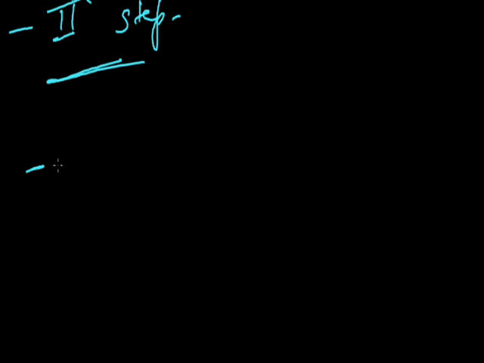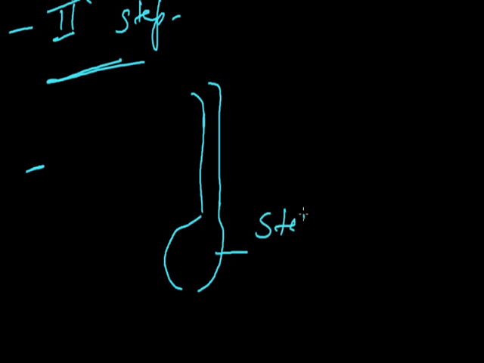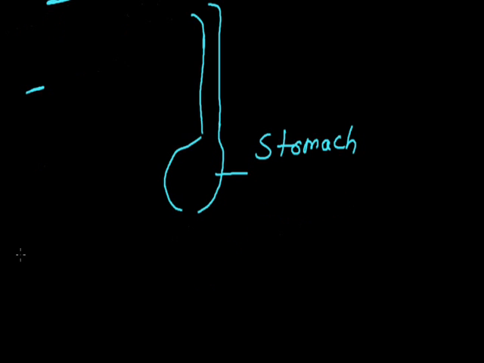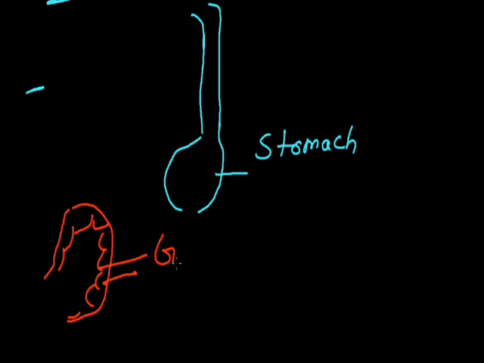Then food moves into the food pipe. In the food pipe there is no digestion. Then food will enter the stomach. If you know the structure of the stomach, we know its diagram: this is the bag-like structure, the stomach. The stomach has a lining of glands, which are termed gastric glands.